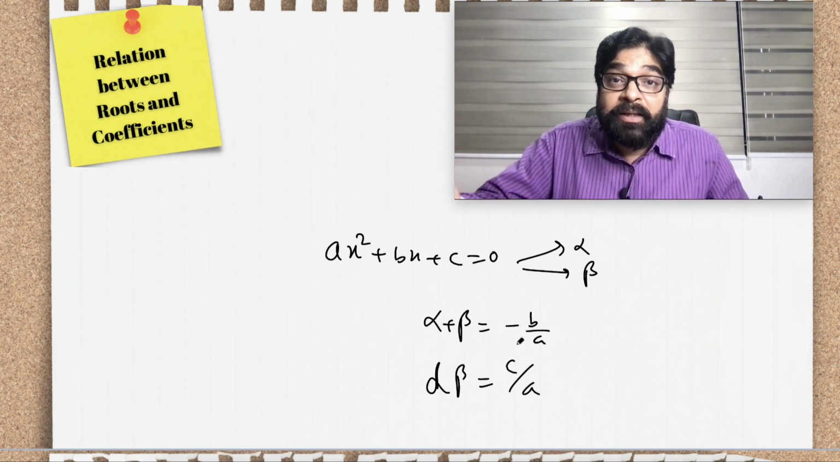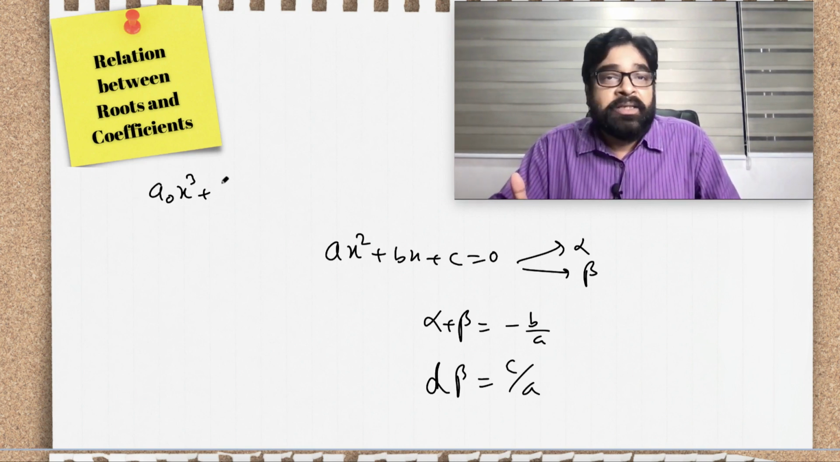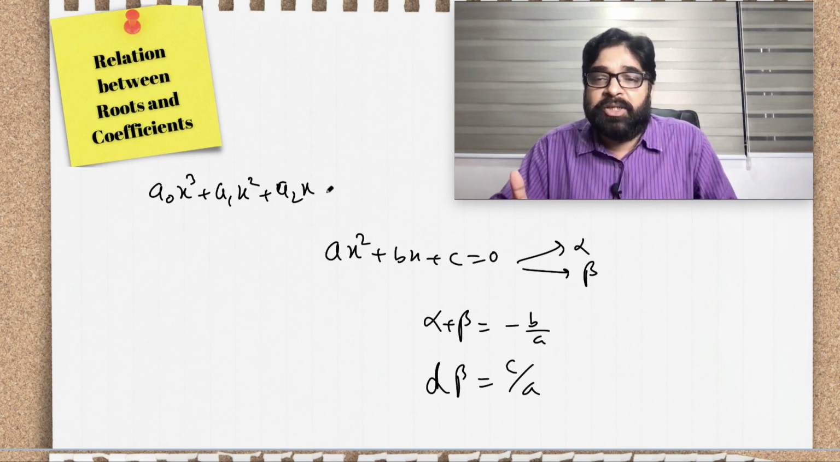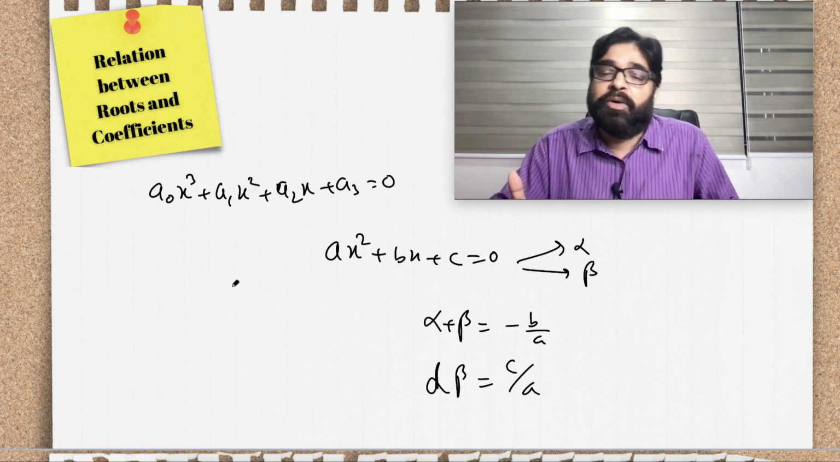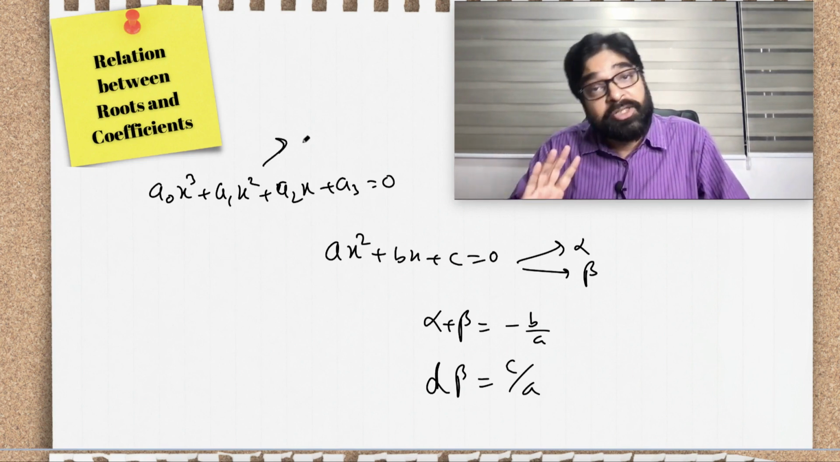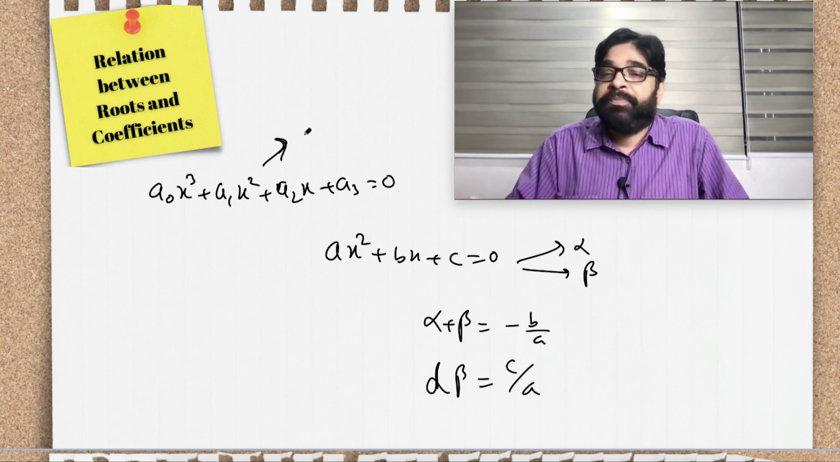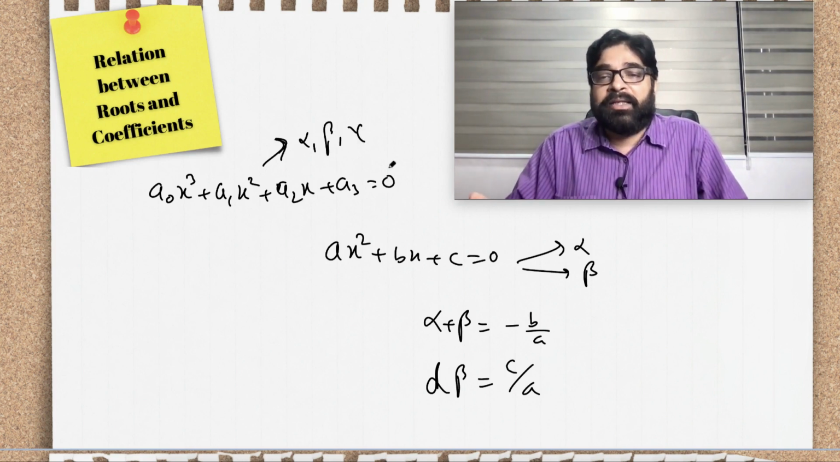But what will happen if I say this is a0 x cube plus a1 x square plus a2 x plus a3 equal to 0? How many roots will be there? 3 roots. I am not talking about real roots, I am talking simply roots. They may be real, they may be imaginary, it does not matter. So suppose alpha, beta, gamma are the roots.